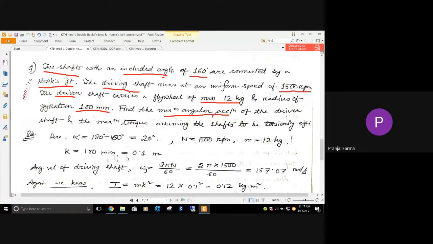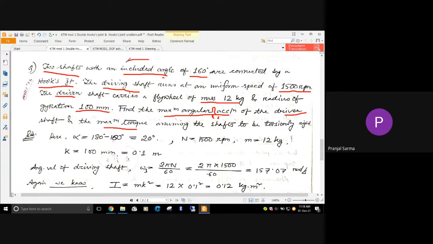You have to find out, of the driven shaft, also the maximum torque, assuming the shafts to be torsionally rigid. Torsionally rigid means that whenever it is transmitting rotational motion, there will not be any twisting. That is the case.